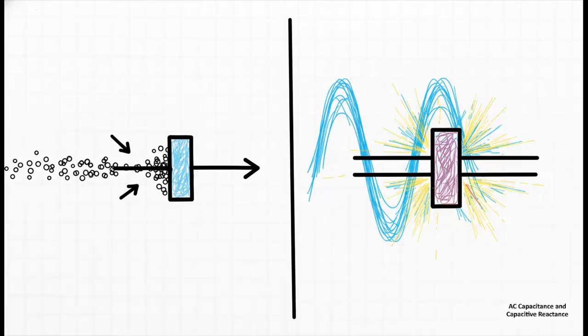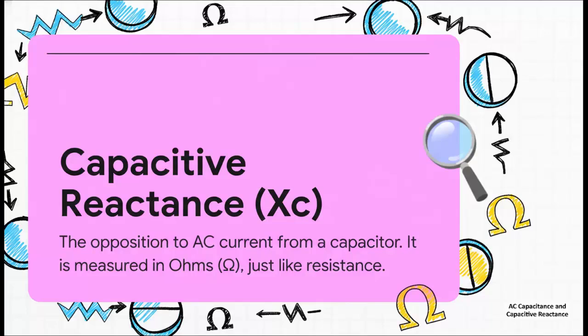It also opposes current flow, but it does it in its own unique dynamic way that only happens in AC circuits. We call this opposition capacitive reactance, and we shorten it to XC. It's literally the measure of how much a capacitor pushes back against that sloshing AC current. And here's the convenient part. Even though it's a totally different physical process, we measure it in the same unit we use for resistance, ohms.